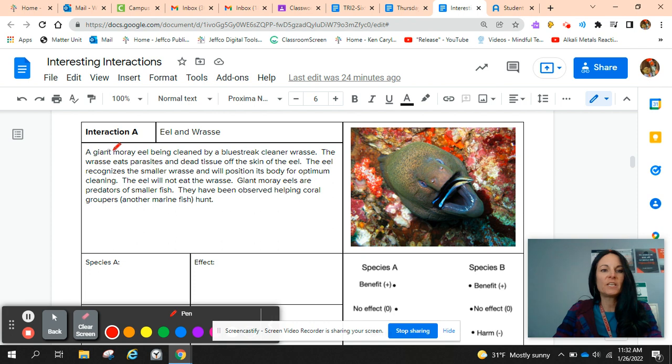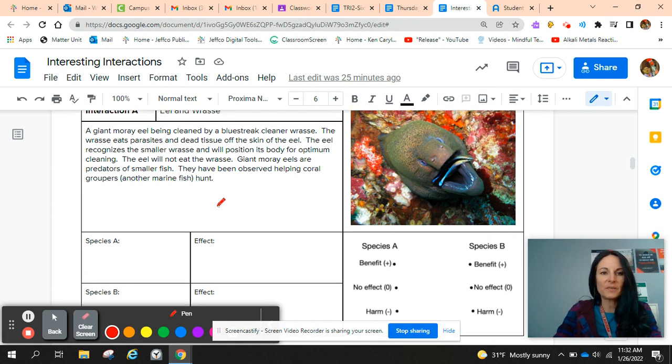So it says, a giant moray eel being cleaned by a blue streak cleaner wrasse. The wrasse eats parasites and dead tissue off the skin of the eel. The eel recognizes the smaller wrasse and will position its body for optimum cleaning. The eel will not eat the wrasse. Giant moray eels are predators of small fish. They have been observed helping coral groupers, another marine fish, hunt.